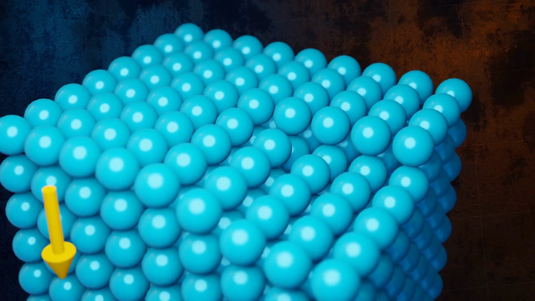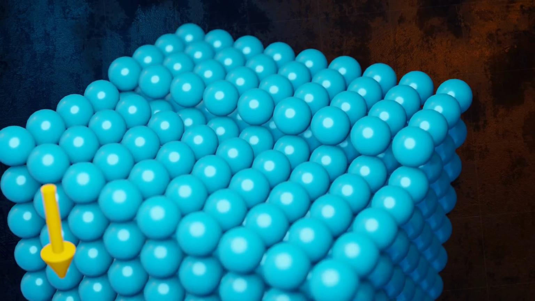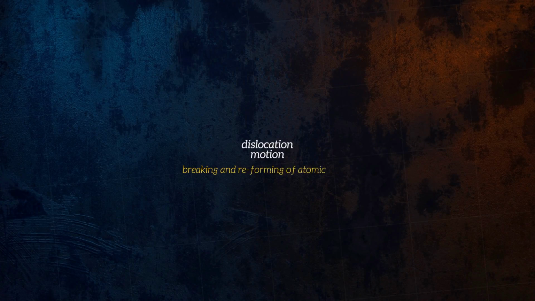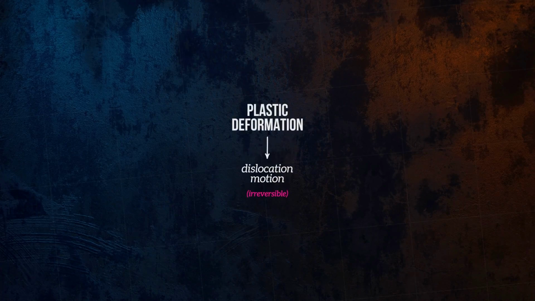Again, when a shear stress is applied, the atoms rearrange into a new stable configuration. Most real dislocations will actually be a combination of edge and screw dislocations. Because dislocations move through the lattice by the breaking and reforming of atomic bonds, the process is irreversible. A dislocation doesn't return to its original position when the applied shear stress is removed. This is the underlying mechanism behind plastic deformation in metals.